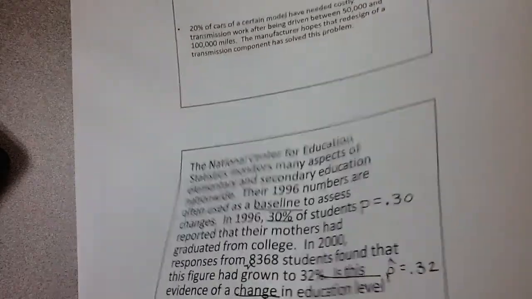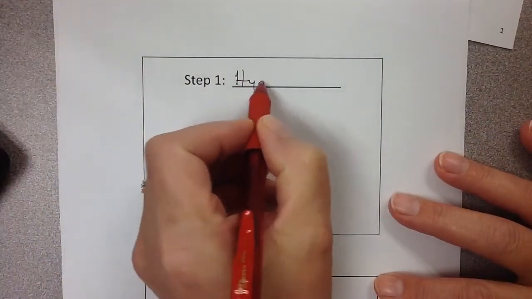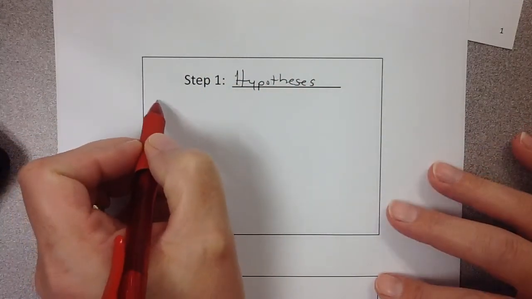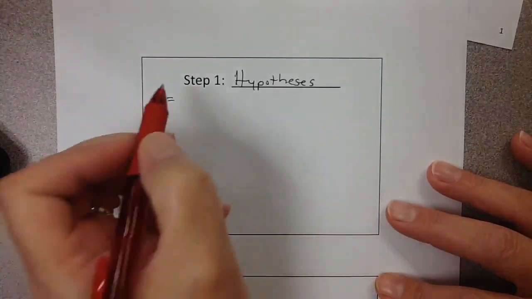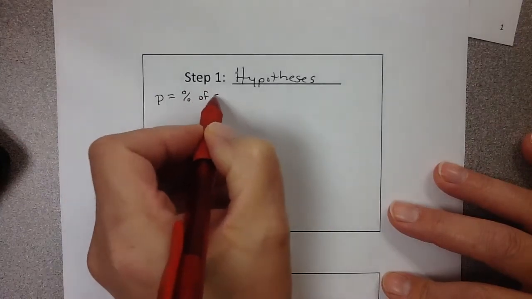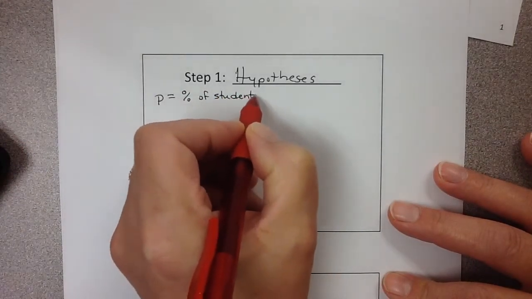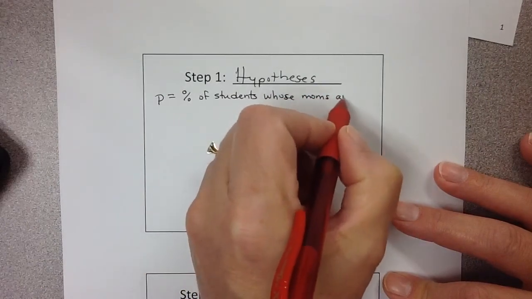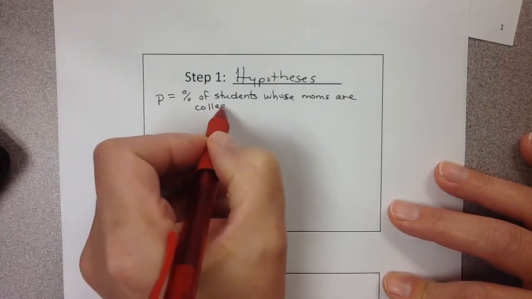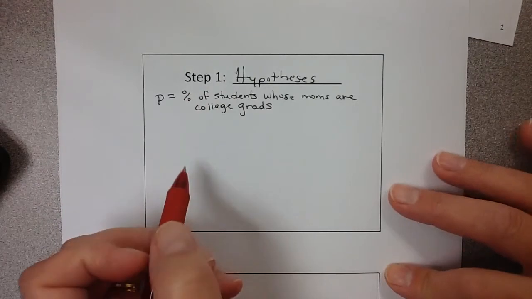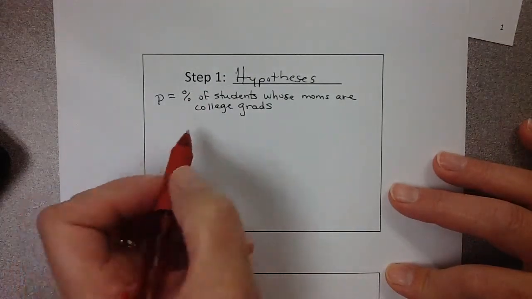So step one is to write our hypotheses. And we always start by defining our parameter. What are we measuring? And we write it out. So P for the whole population is the percent of students whose moms are college grads. Before you ever write your hypotheses, you nail down what your parameter is, otherwise you're not going to have a focus the rest of the problem.